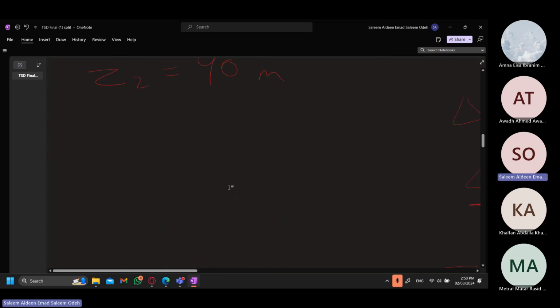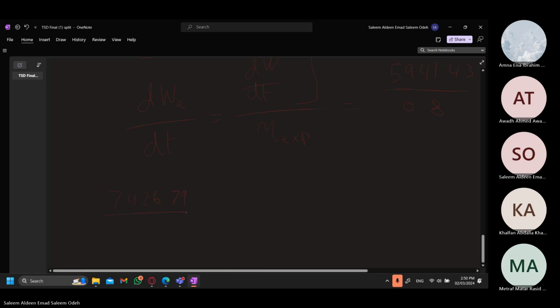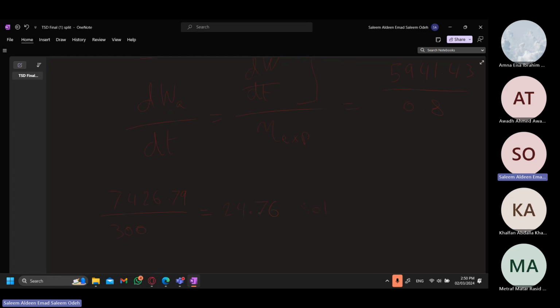So what we'll end up doing is simply taking the amount of wattage we have that we calculated, which is 7,426.79 over the amount of wattage they gave us, which is 300, which is 24.76 solar panels. But we can't have a decimal for a solar panel, so we'll round it up to 25.